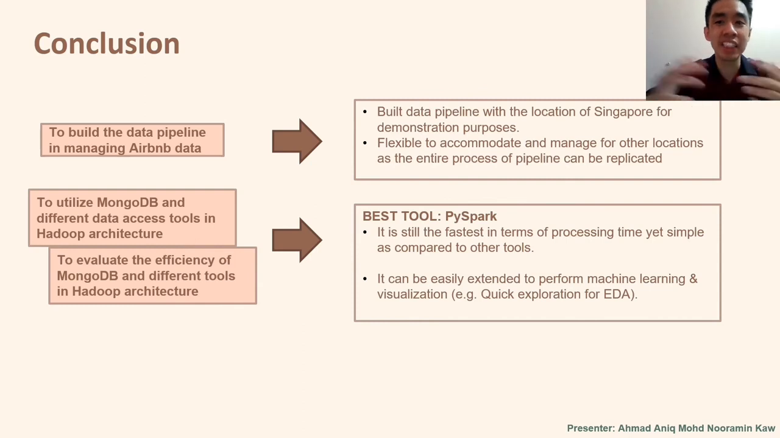Hence, we achieved our objectives by building a data pipeline for Singapore Airbnb, but do note that it is flexible enough to accommodate other locations. Also, we managed to utilize MongoDB and other data access tools for Hadoop while we evaluated their efficiency. PySpark was the best due to its fastest processing time, yet it is simple. It can be extended to perform machine learning and visualization.